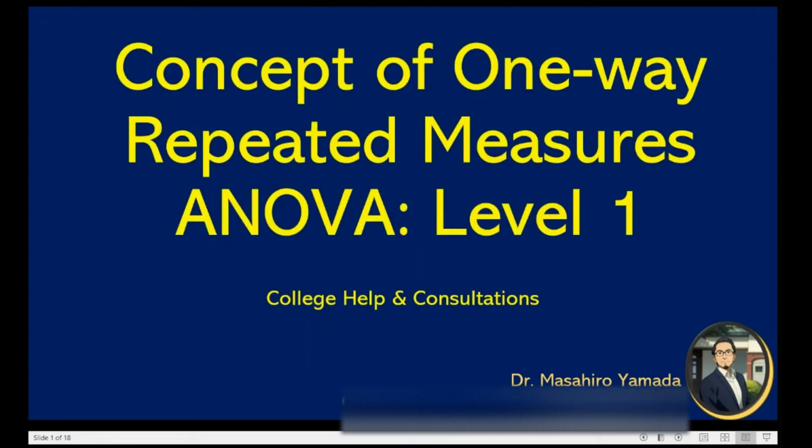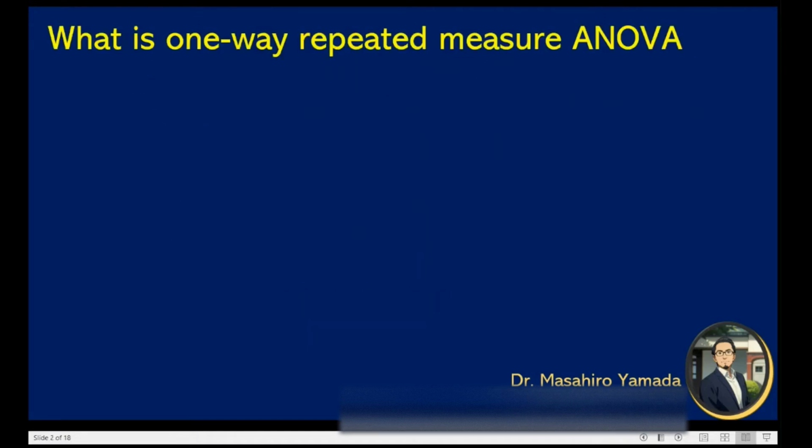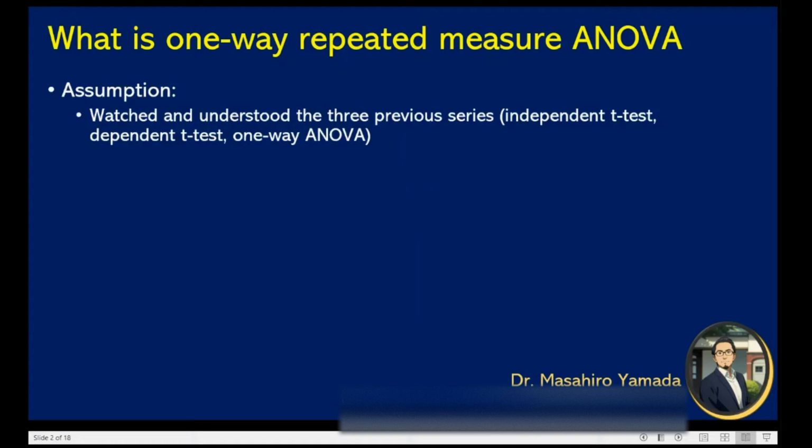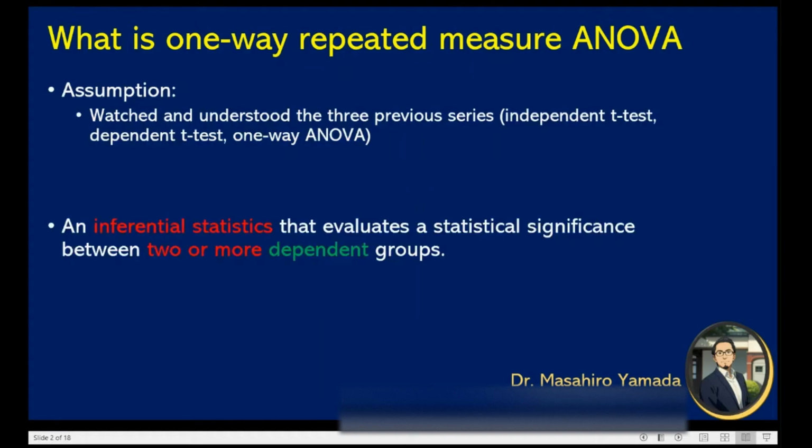In this video, I'm going to introduce the concept of one-way repeated measure ANOVA. Before I move forward, my assumption is that you have already watched and understood the three previous series of the concept of statistics level 1, which are independent t-test, dependent t-test, and one-way ANOVA. So, one-way repeated measures ANOVA is an inferential statistic that evaluates statistical significance between two or more dependent groups.